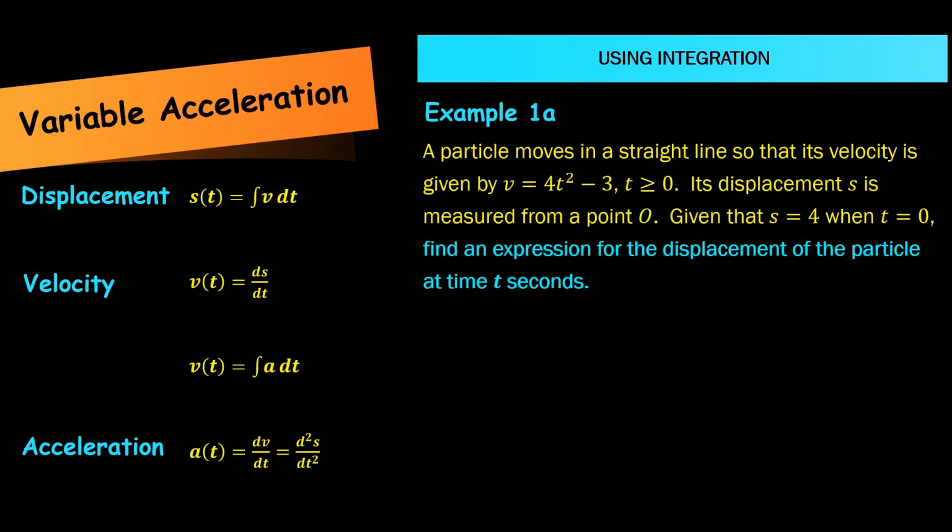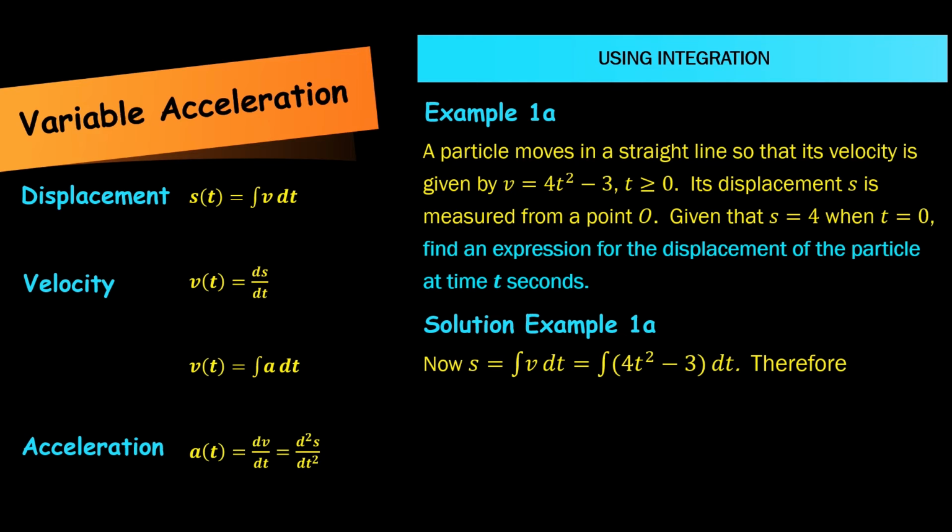So let's have a go at example 1a first. A particle moves in a straight line so that its velocity is given by v equals 4t squared minus 3 for t greater than or equal to 0. Its displacement s is measured from a point O. Given that s equals 4 when t equals 0, find an expression for the displacement of the particle at time t seconds. So let's solve this.